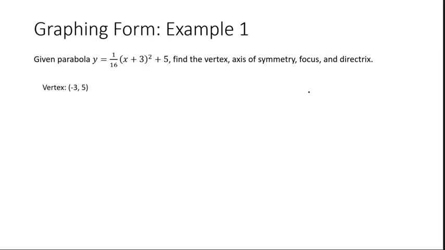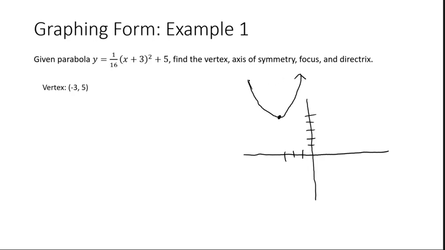So let's try to sketch this out a little bit to help you visualize what's happening. All right, so the vertex is at negative 3, 5, right up here, and it's going to be opening up like this. This is what your graph's going to look like just in general. And the axis of symmetry is the line cutting through the center. It's a vertical line, so it's going to be x equals something. And notice it's at the value of x equals negative 3. So your axis of symmetry would be x equals negative 3.